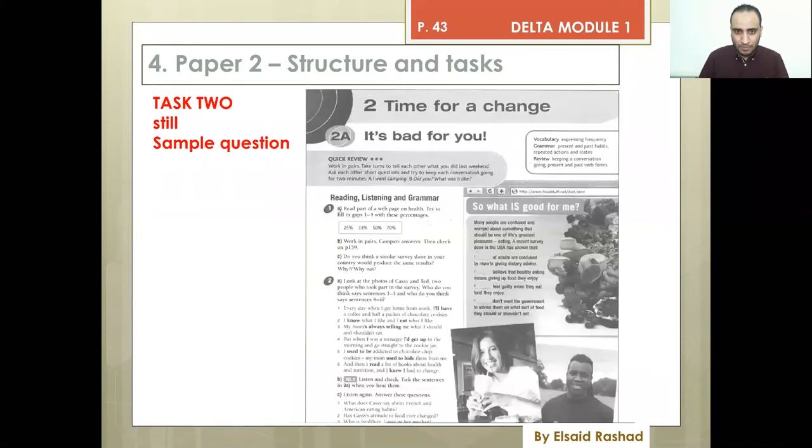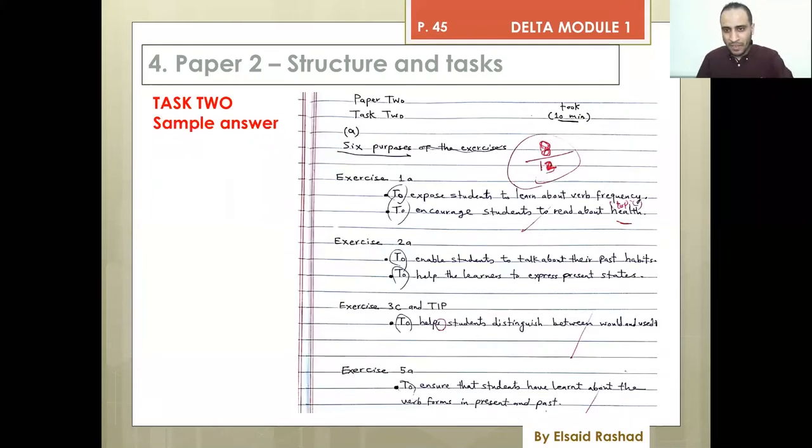So that's the question, sample question. And here is my sample answer. Paper 2, task 2A. You must be organized, okay? Paper 2, task 2A. 6 purposes. Exercise 1A, 2 aims, okay? Start with 2. Exercise 2A, 2. 3C and TIP, 1 aim. 5A, 1 aim. All in all, 6 purposes.